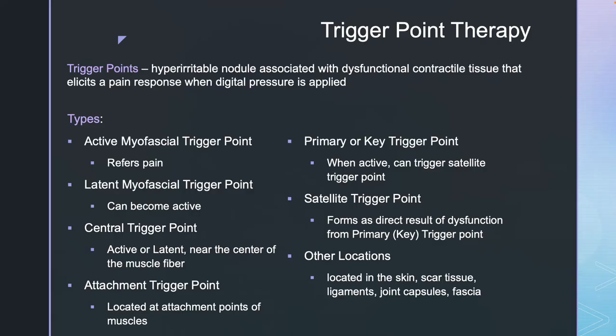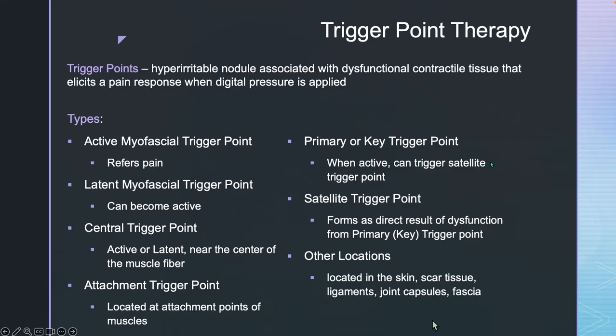So you have your central trigger point in the chunk. Then you have your attachment trigger point located at the attachment point. So this is closer to the tendons. Tendinous work hurts more because there's less cushion.